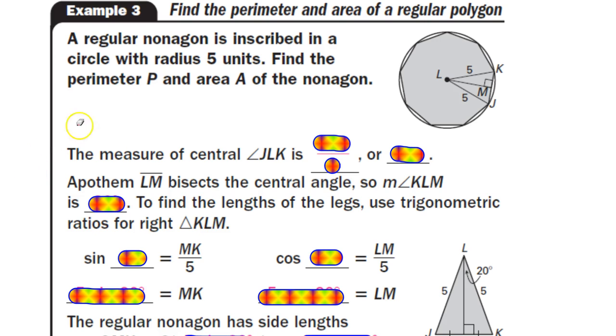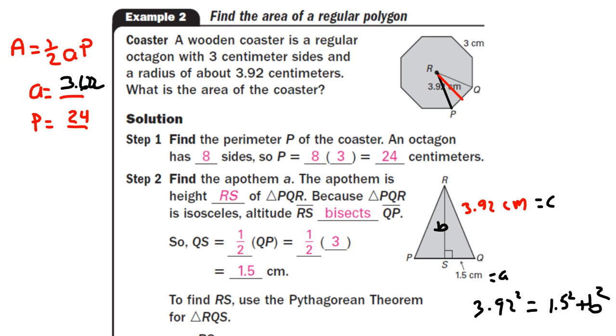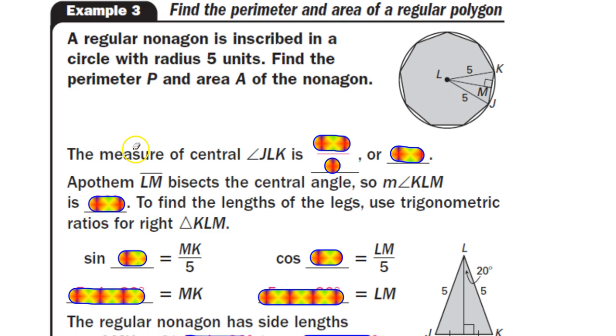In example 3 we have a regular nonagon, that's 9 sides. It's inscribed in a circle. And again, we're given the radius, just like before. I thought maybe this would be a different scenario. Maybe it won't. Let's see. Yeah, it's going to be a little bit different because we don't have a side length, it looks like. Find the perimeter and the area of the nonagon.